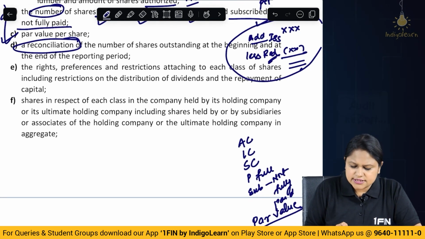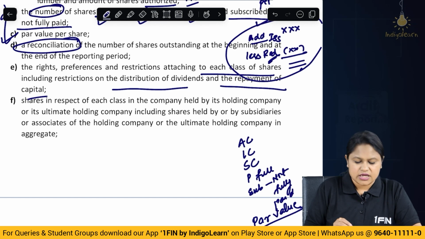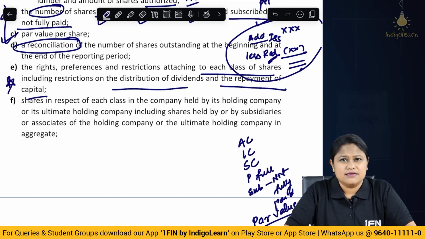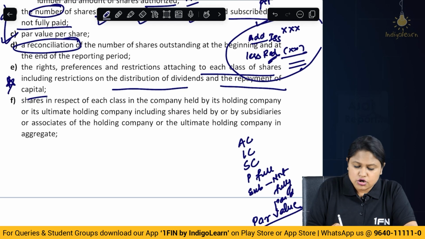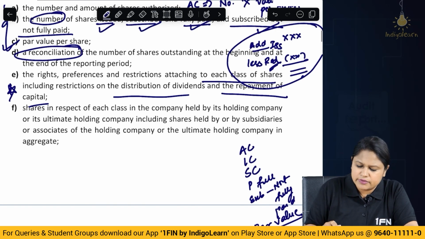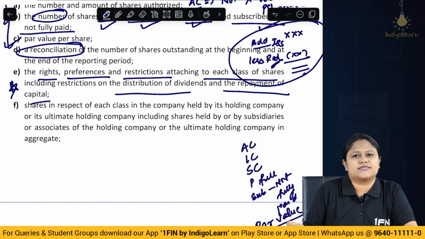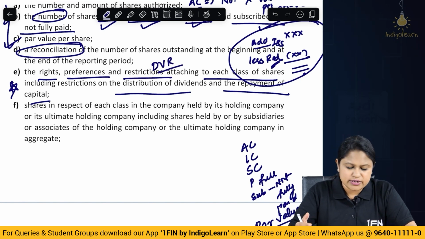Next, the rights, preferences and restrictions attaching to each class of share, including restrictions on distribution of dividend and the repayment of capital. Now we know there are shares with different rights and privileges, like equity shares with DVR. Then we have some kinds of restrictions, like right of lien. All of these restrictions need to be properly explained in the disclosure. DVR would be the best example: if you have issued equity shares with differential voting rights, then whatever right is associated, you have to mention it here in the disclosure.